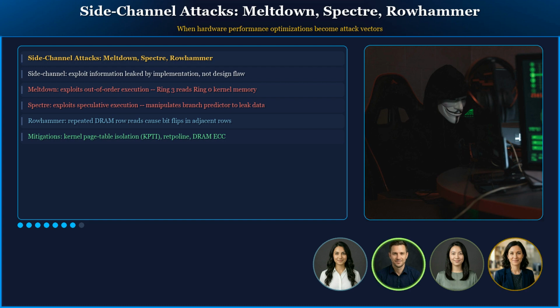For the exam, remember: side channel attacks exploit implementation characteristics, not design flaws. Meltdown violates Ring 3 to Ring 0 isolation using out-of-order execution. Spectre manipulates speculative execution. Both require hardware, OS, and microcode patches simultaneously.